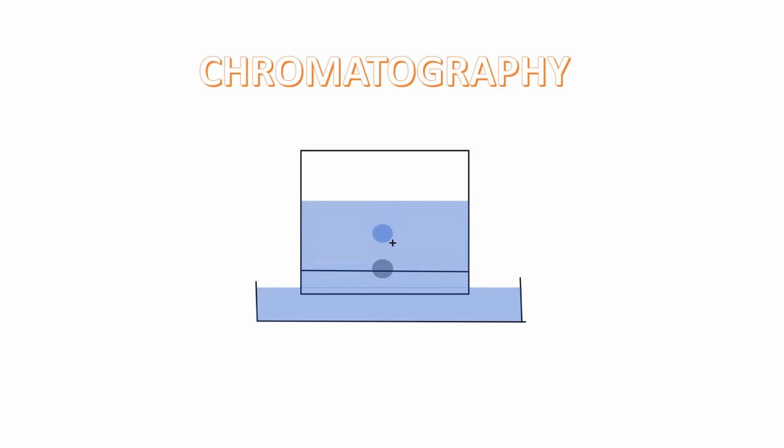But if we are able to see only one spot, it means that the substance is pure. But if we are able to see more spots, it means the substance is impure. Is it clear how chromatography can be used to identify whether a substance is pure or impure?